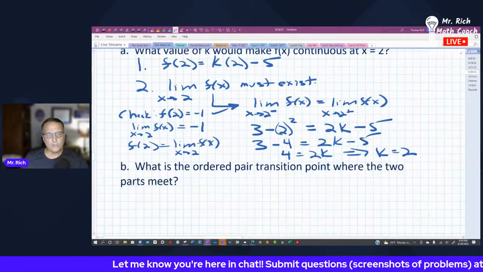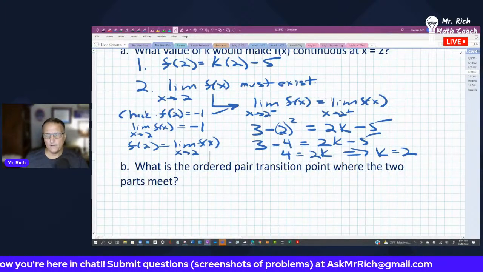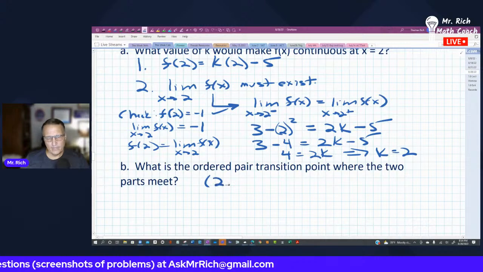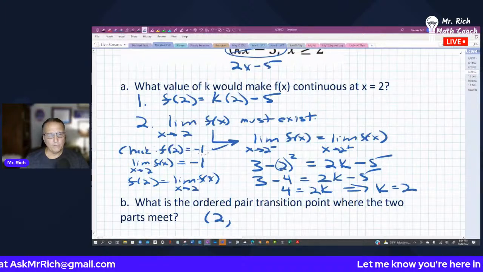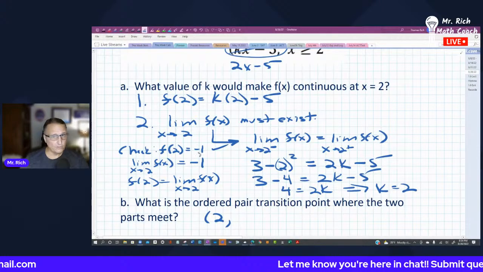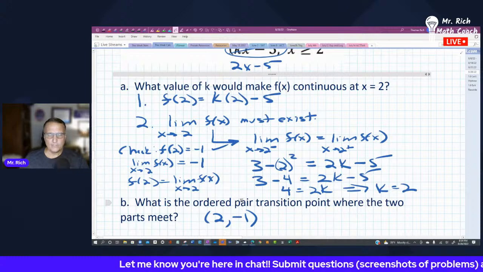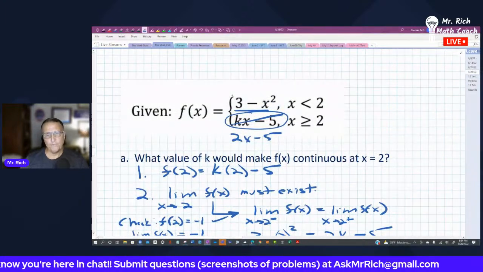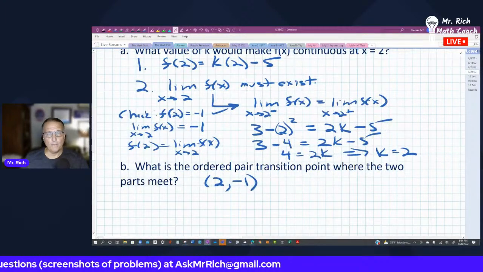The next question is, what's the ordered pair transition point where the 2 points meet? Well, that's going to be obviously at an x value of 2. And we already saw that when we evaluate our function at 2, it's a negative 1. So that's the transition point where these two functions, when k is 2, come together and meet at the y value of negative 1, making the function continuous.